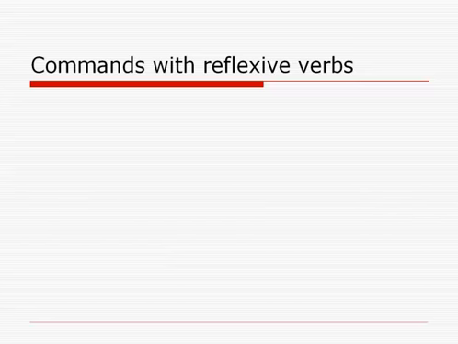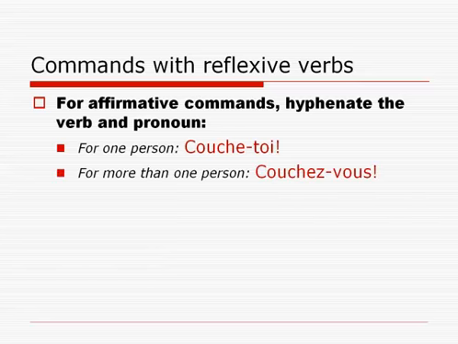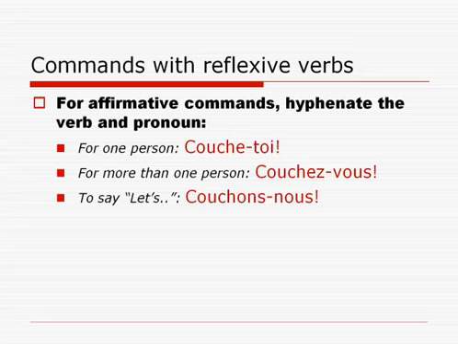Now, since we're talking about reflexive verbs in this chapter, I need to make sure you understand how to write a command with a reflexive verb. That reflexive pronoun has to be incorporated somehow. So if it is an affirmative command where you're telling someone, do this, you're going to hyphenate the verb and the pronoun. If you're talking to one person, it would look like this, couche-toi. If you're talking to more than one person, couchez-vous. If you're making a suggestion and you're saying, let's do this, couchons-nous.